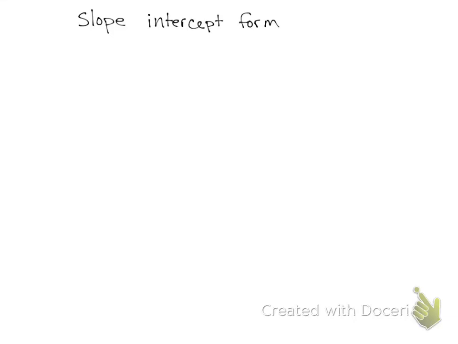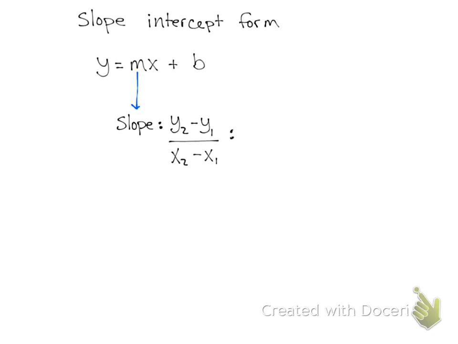Alright, so today we're going to learn about graphing linear functions that are in slope-intercept form. Slope-intercept form is y equals mx plus b. So m stands for slope. It has an equation, y2 minus y1 over x2 minus x1. What the slope does is it tells you how to get from one point to the next.